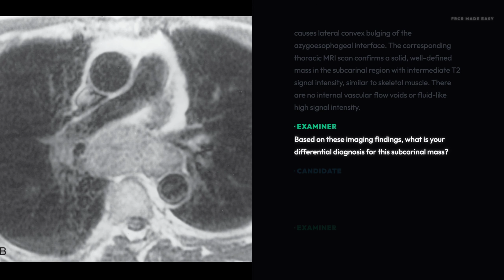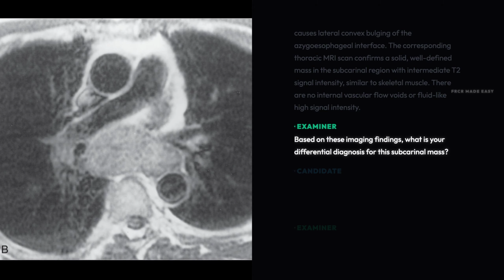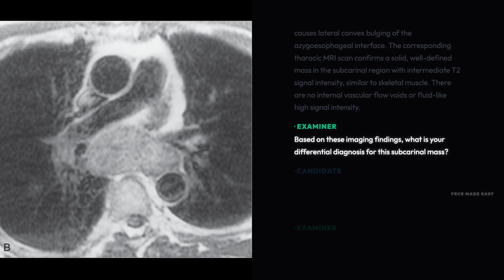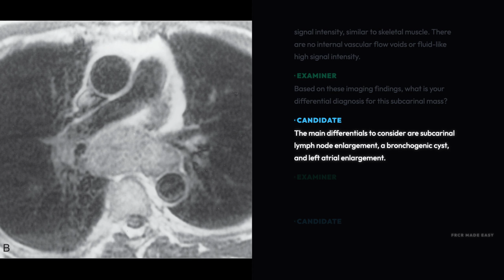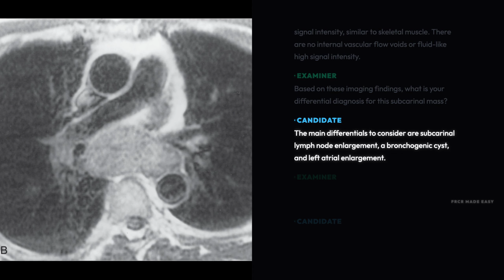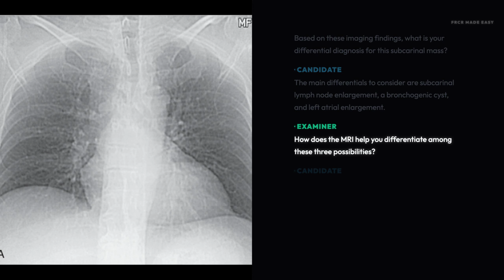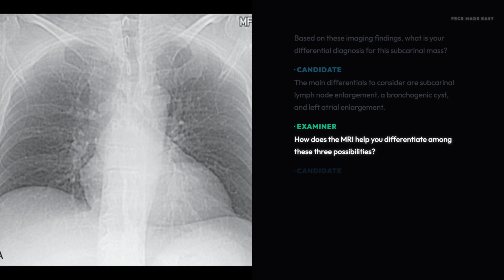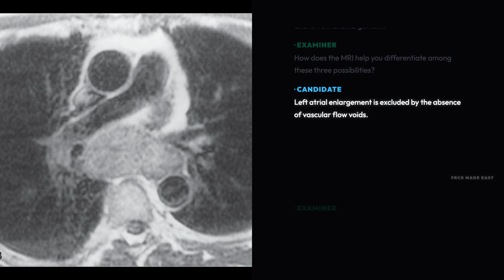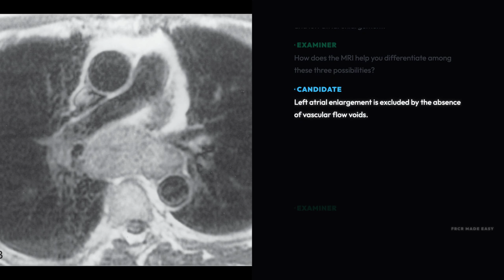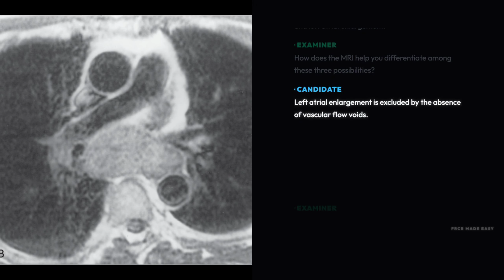Based on these imaging findings, what is your differential diagnosis for this subcarinal mass? The main differentials to consider are subcarinal lymph node enlargement, a bronchogenic cyst, and left atrial enlargement. How does the magnetic resonance imaging help you differentiate among these three possibilities? Left atrial enlargement is excluded by the absence of vascular flow voids.